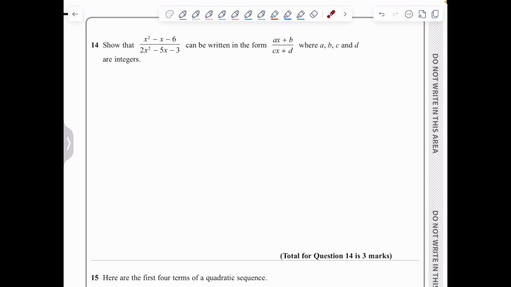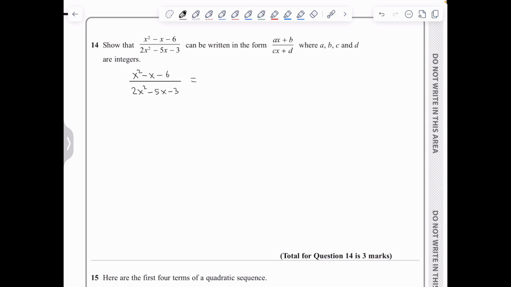In 14, we need to show that x squared minus x minus 6 over 2x squared minus 5x minus 3 may be simplified to the form ax plus b over cx plus d, where a, b, c, and d are all integers. So let's start with what we're given. In the numerator, I've got x squared minus x minus 6, and in the denominator, I've got 2x squared minus 5x minus 3. Of course, the first thing to consider is factorizing both the numerator and the denominator.